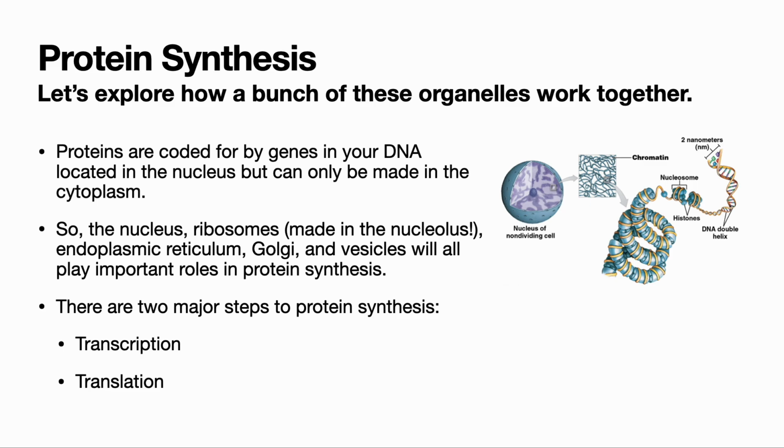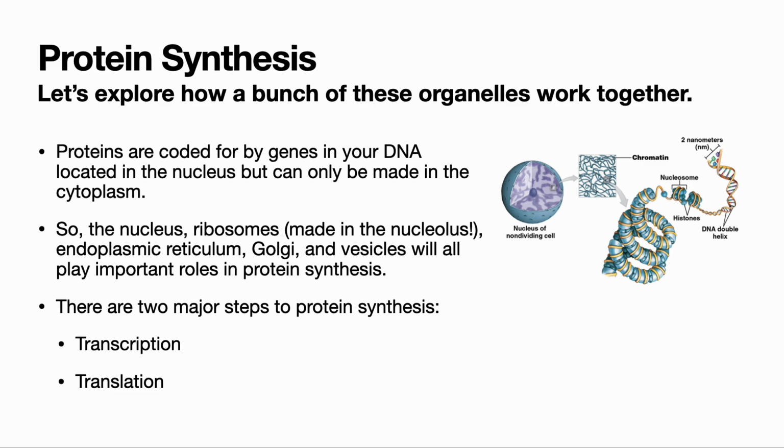So first and foremost, proteins are coded for by genes in your DNA. Remember, DNA is found in the nucleus, but proteins can only be made in the cytoplasm. So we got a little bit of a situation there. We have to get the information that's in the nucleus on the DNA, and we have to get it out into the cytoplasm where we can actually make a protein. But the cell has a plan for this.